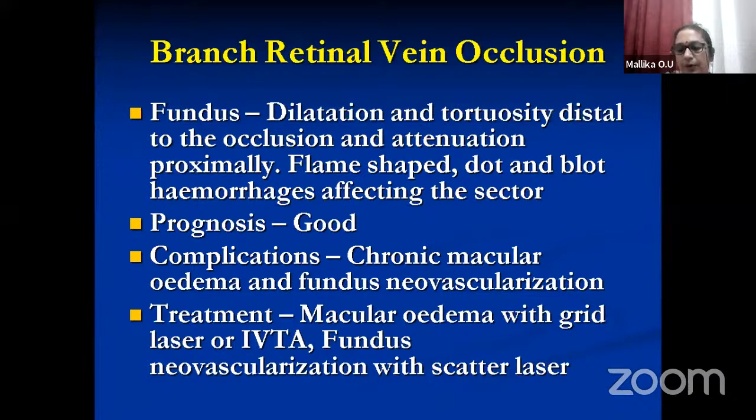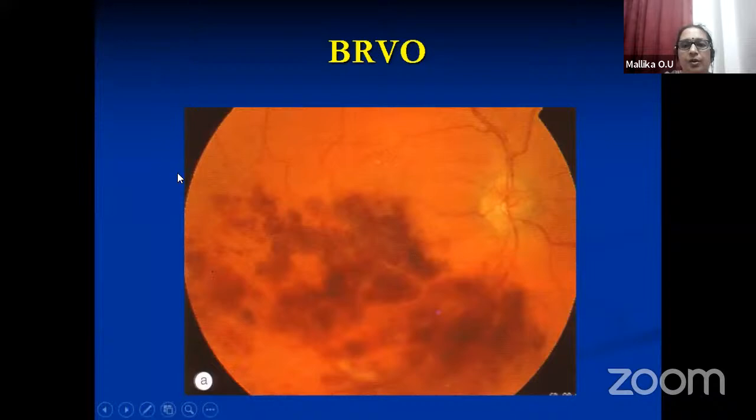Any condition that produces neovascularization of the retina can lead on to neovascularization of the retina, and in cases of macular edema, the treatment is intravitreal injection of anti-VEGF. So in this picture, this is an infratemporal branch vein occlusion. You can see from here onwards, at this area, this is the first AV crossing.